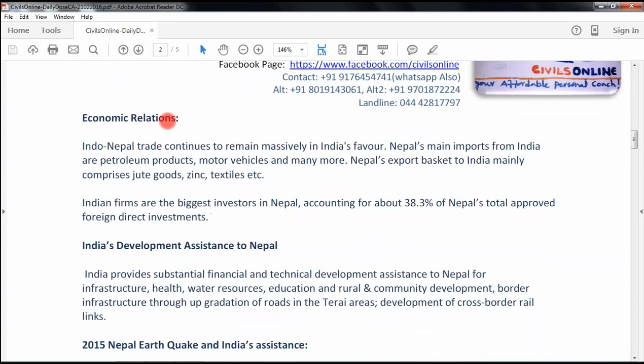Coming to the economic relations side, Indo-Nepal trade continues to remain massively in India's favor because Nepal depends on India for most of its goods and services. Nepal's main imports from India are petroleum products, motor vehicles, and many more products. Nepal's export basket to India mainly comprises jute goods, zinc, textiles, etc. Indian firms are the biggest investors in Nepal, accounting for most of Nepal's foreign direct investments.